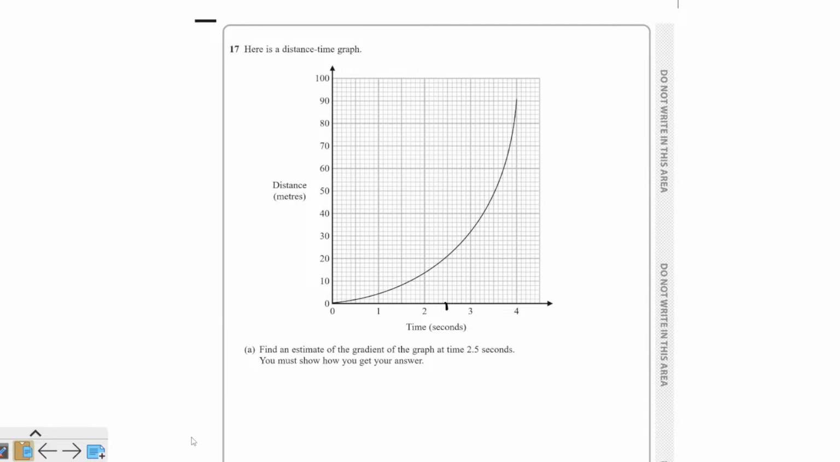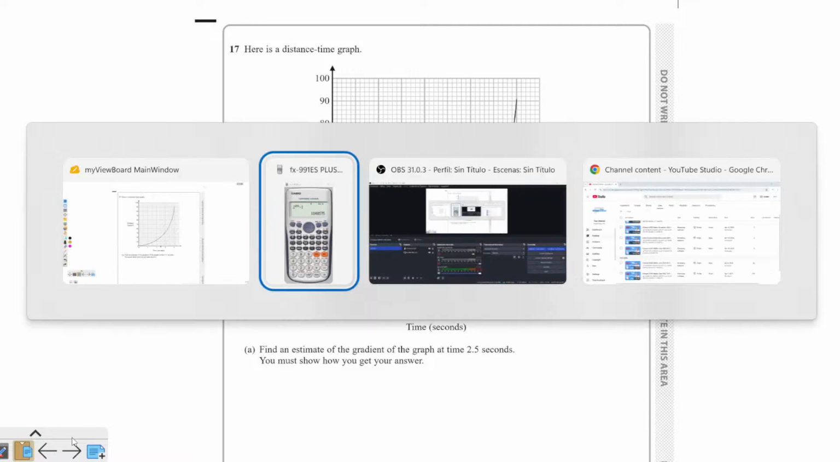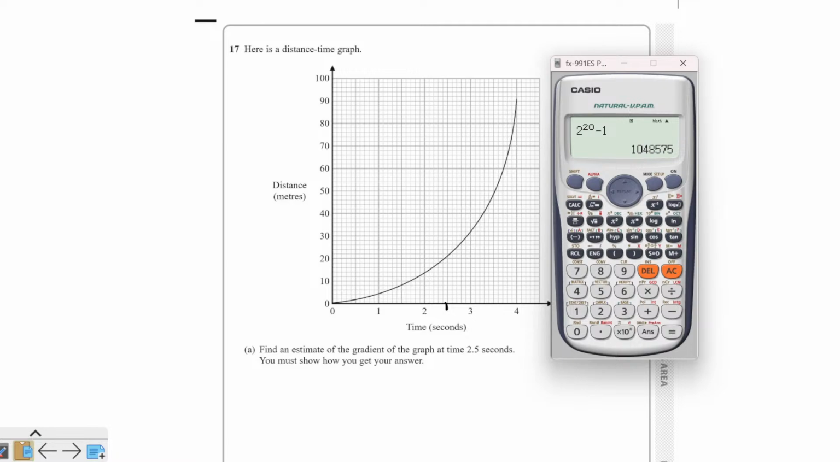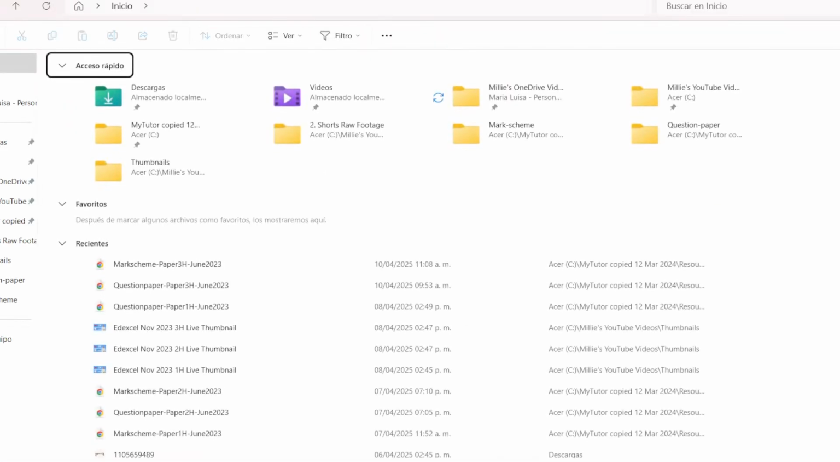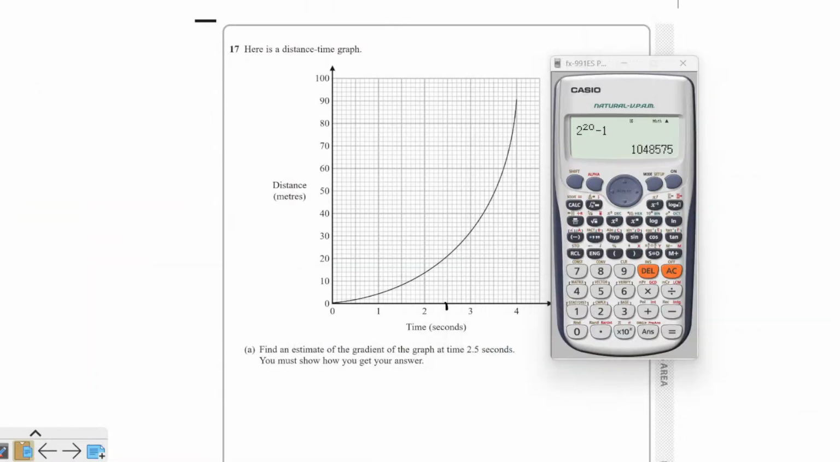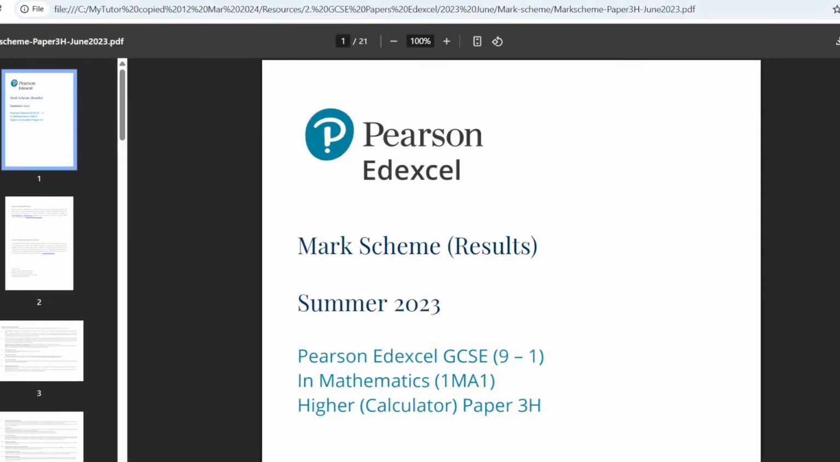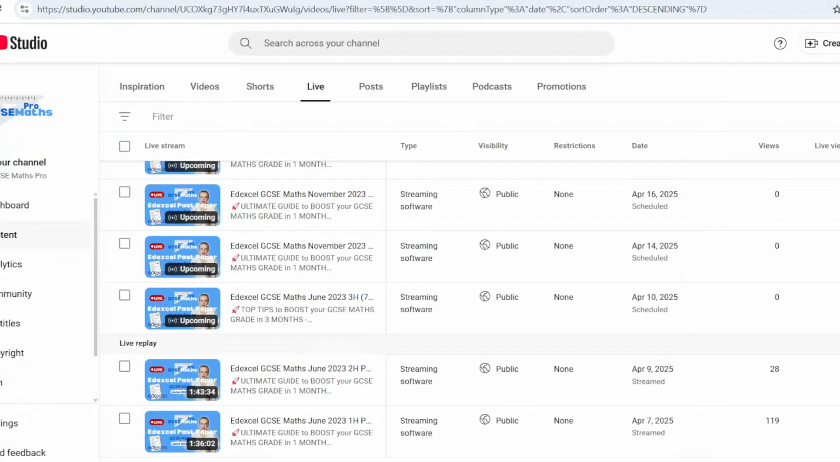That's obviously why it's an estimate as well, but also everyone else's tangent will look slightly different. So I'm also going to get the mark scheme so you can see, because they'll give a range of possible answers as well. Let's just quickly have a look.